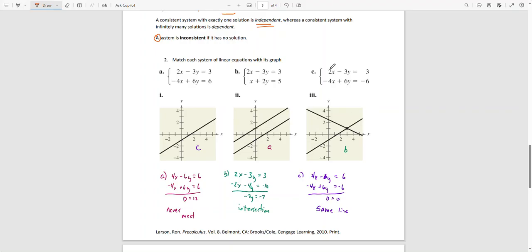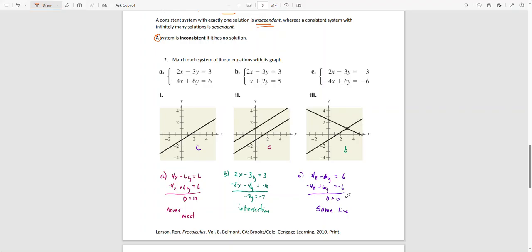Third equation, I multiplied the top equation by 2. I got 4x minus 6y equals 6. And I got 0 equals 0, which is always true. So they have to be the same line. The first step is going to tell you exactly what type of system you're going to have. Is it consistent? Does it have an answer? If it is consistent, does it have one answer or infinitely many? Or is it just inconsistent with no solution?